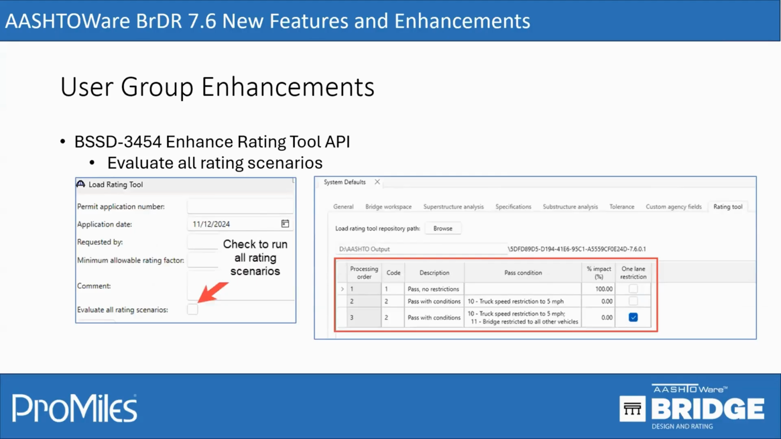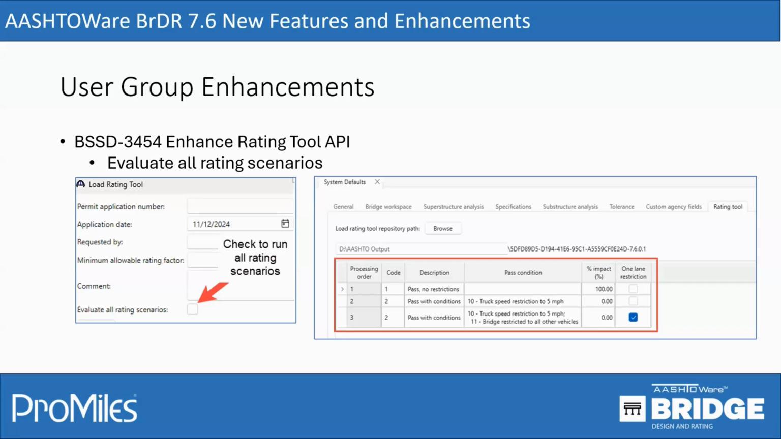All right, so those are the changes for the MBE spec updates. This next group of new features and enhancements that were added in 7.6 are items that were voted on by the user group to add to the software. Every year at the annual user group meeting, member agencies vote on items that they would like to add, or things that they'd like to change or improve with the software. So these next few items come from there.